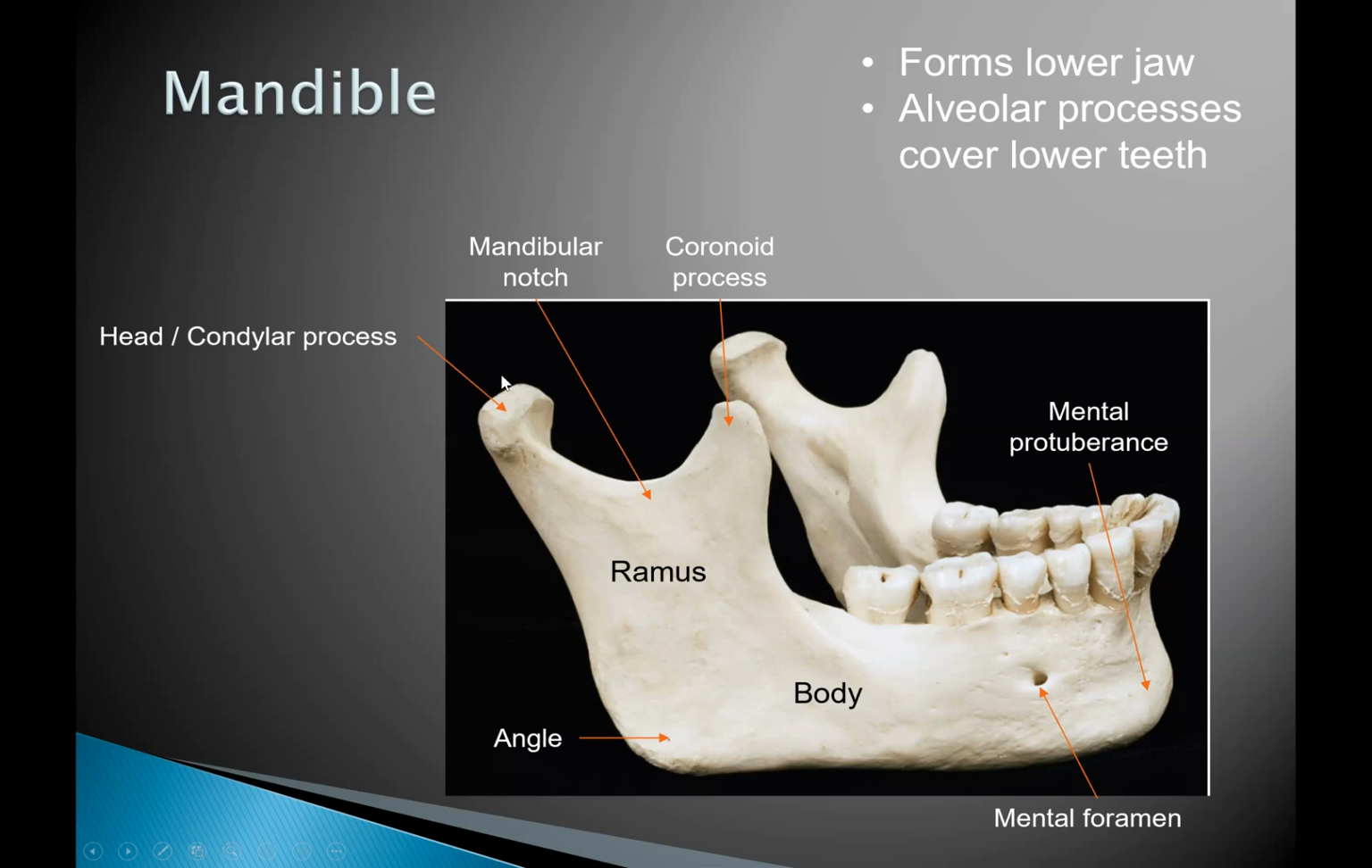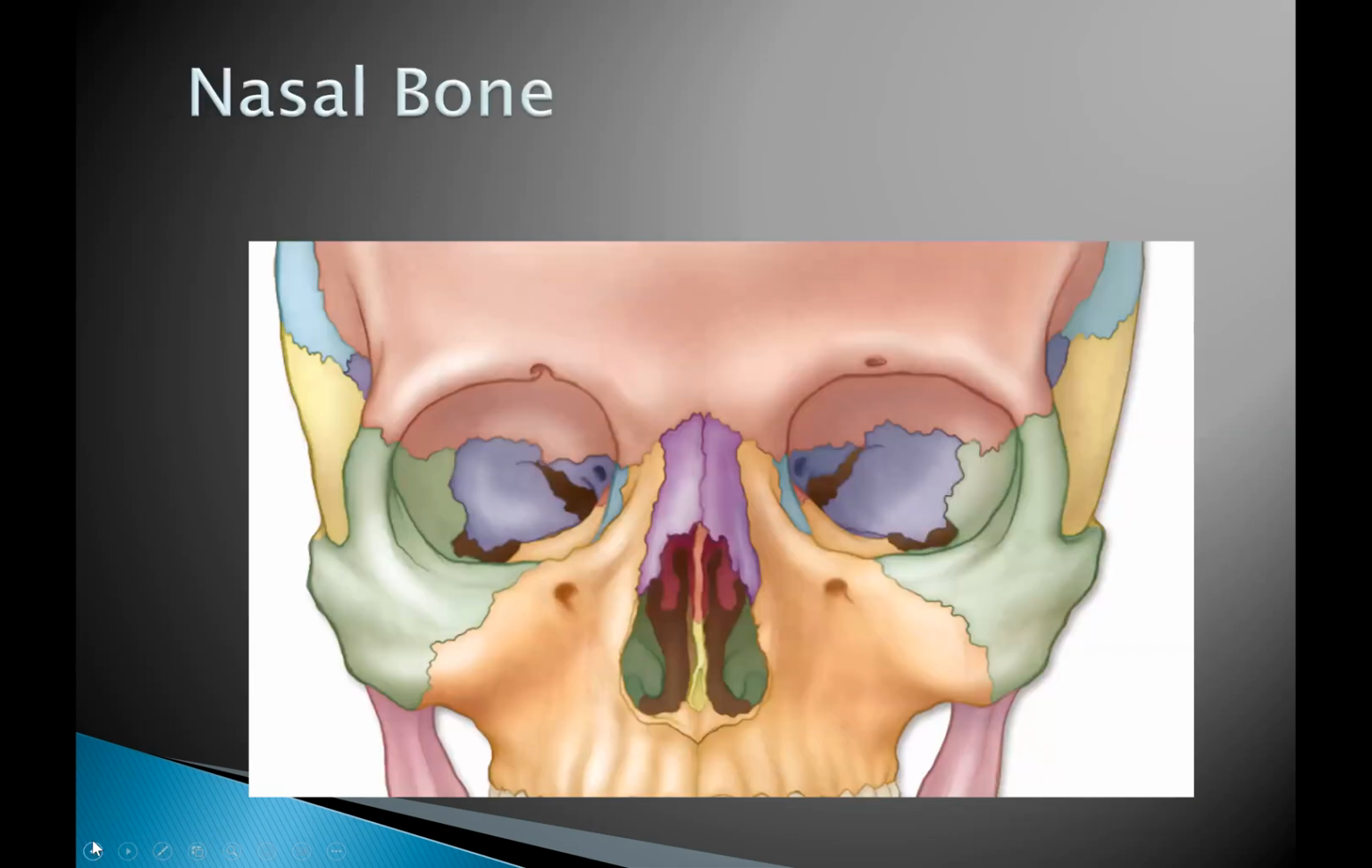There's the head or the condylar process and the coronoid process, and then there's a U that connects them. That's the mandibular notch. Coming down the ramus, you have the angle of the mandible. That's the angle, very important. We'll talk about what the angle signifies or tells you.